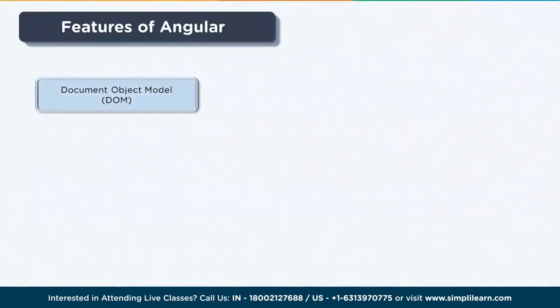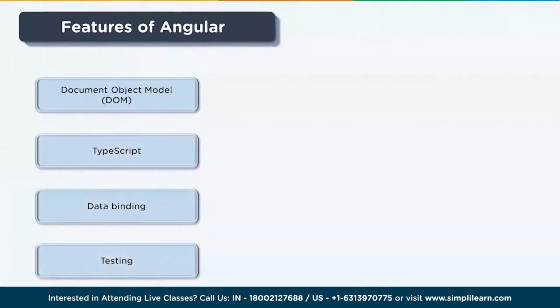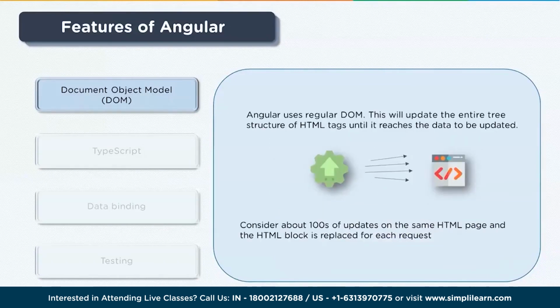We have the document object model, TypeScript, data binding, and testing. Now let's look at them one by one. Now the document object model treats an XML or an HTML document as a tree structure. Here every node in the tree structure defines an object representing a part of your document. Angular uses the regular DOM.